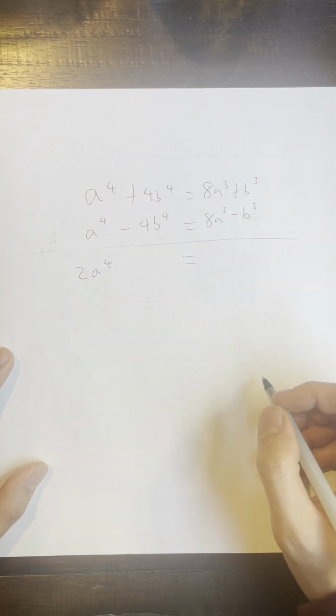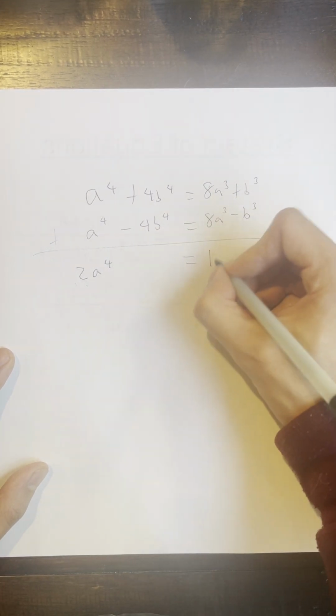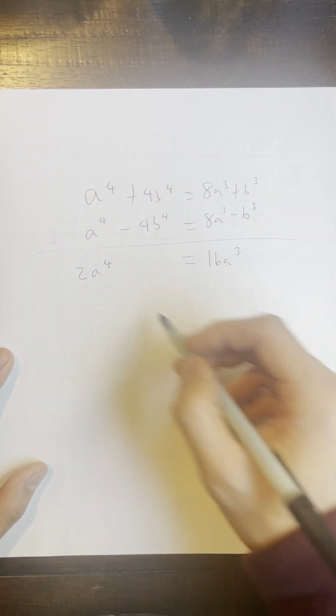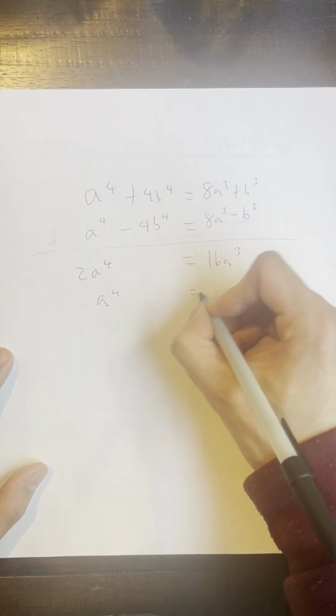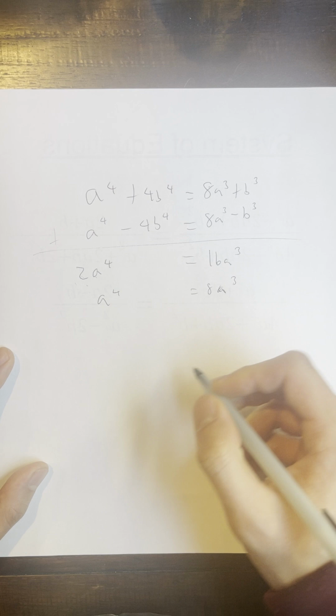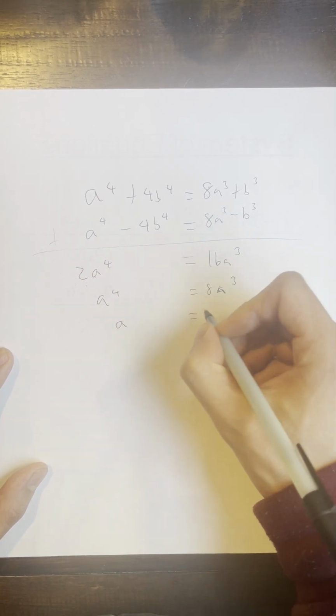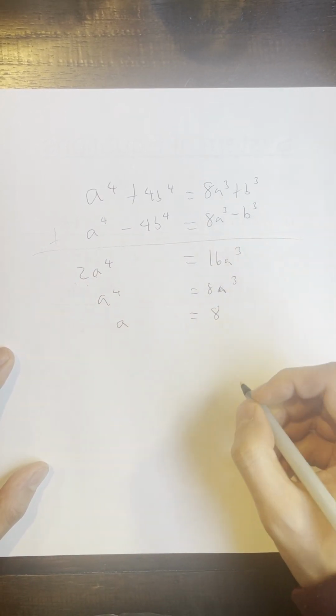And what does the right-hand side of the equation become? It becomes 16a cubed. Okay, so how do we solve for a here? Well, let's divide both sides of the equation by 2. And we're going to divide both sides of the equation by a cubed as well. So we're going to get a is equal to 8.